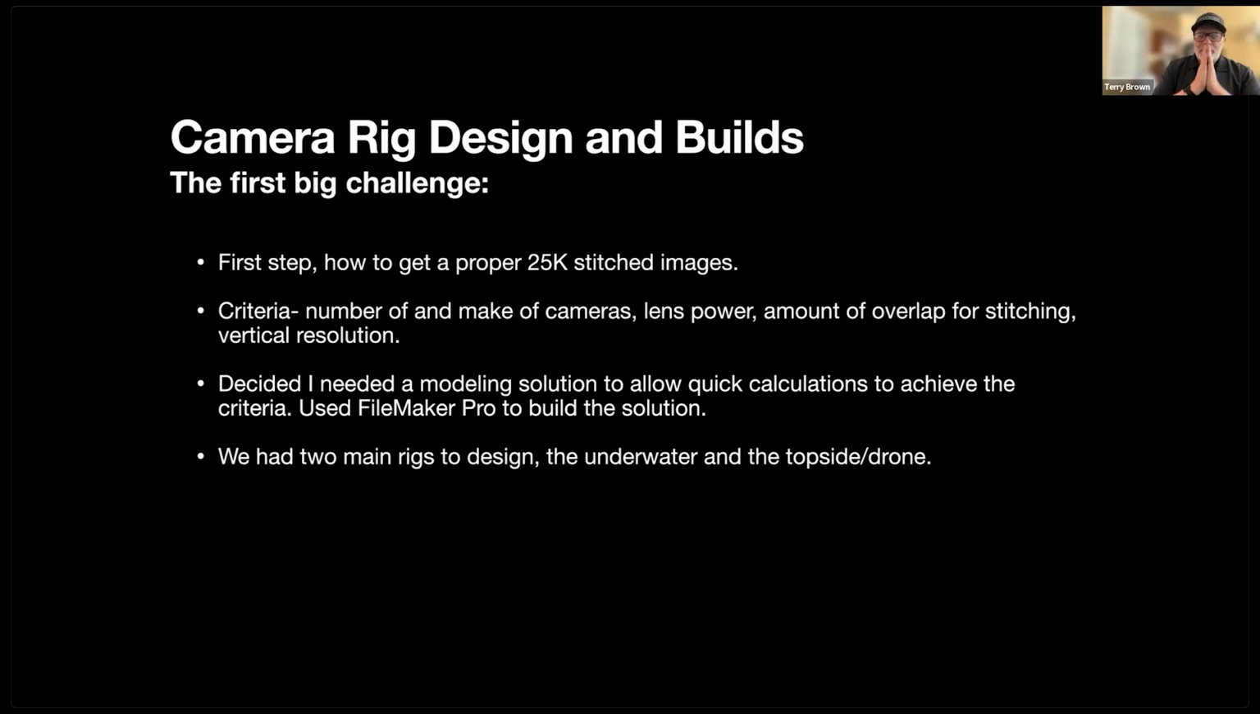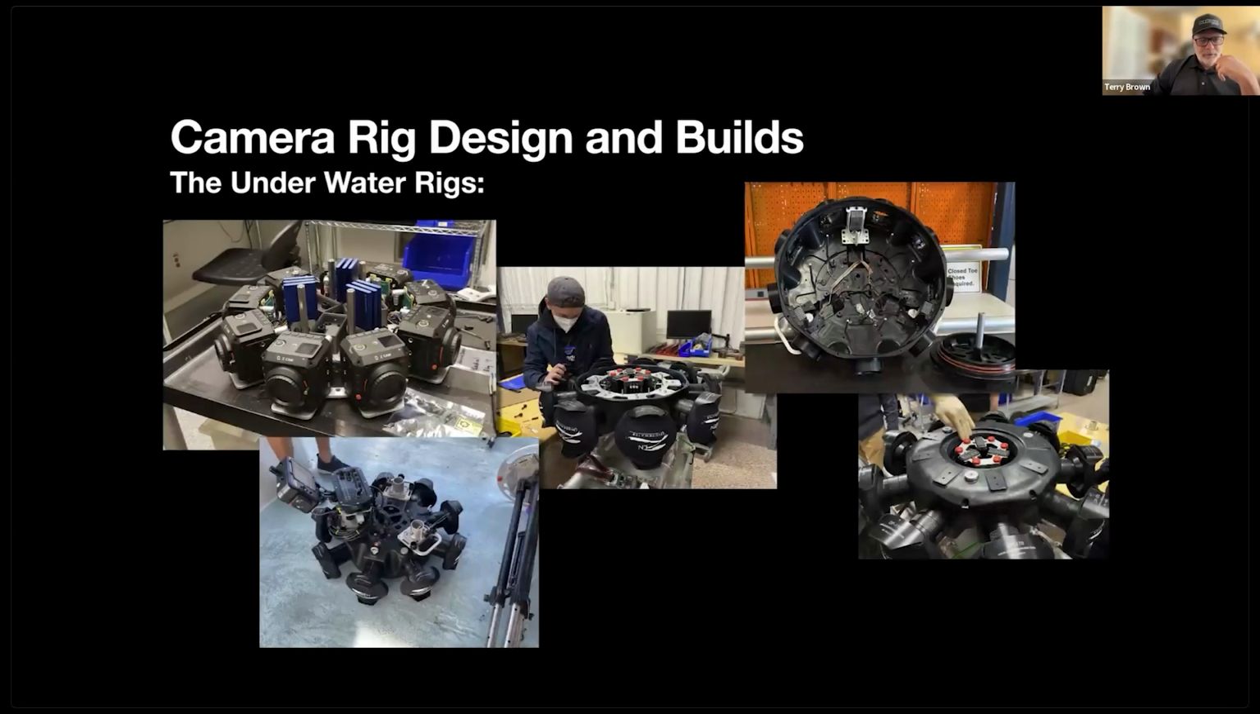The first thing we had to do was figure out a way of getting a camera system built to record this both topside and underwater. And the goal is we wanted to end up with somewhere around 25K horizontal resolution for the stitched images. So we needed to figure out how to build a camera rig that ends up with 25K. I ended up building a FileMaker Pro solution to do those calculations. We had 2 rigs that we were going to build, one underwater rig and one topside rig as well. So here's the iteration of the rig.